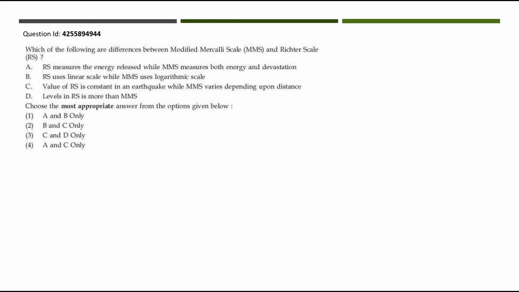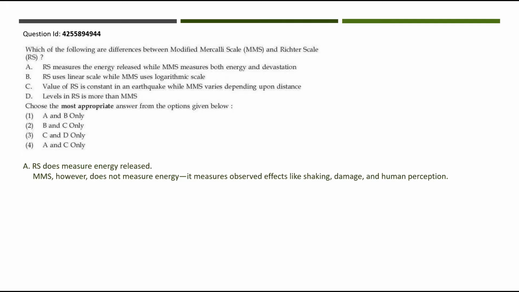Next question. Which of the following are differences between the modified Mercalli scale and the Richter scale? When you hear the term Richter, what comes into your mind? It's definitely earthquake. Let's take A. Richter scale measures the energy released, while modified Mercalli scale measures both energy and devastation. Richter scale measures energy released. That is fine. But modified Mercalli scale does not measure energy. It measures observed effects like shaking, damage and human perception.